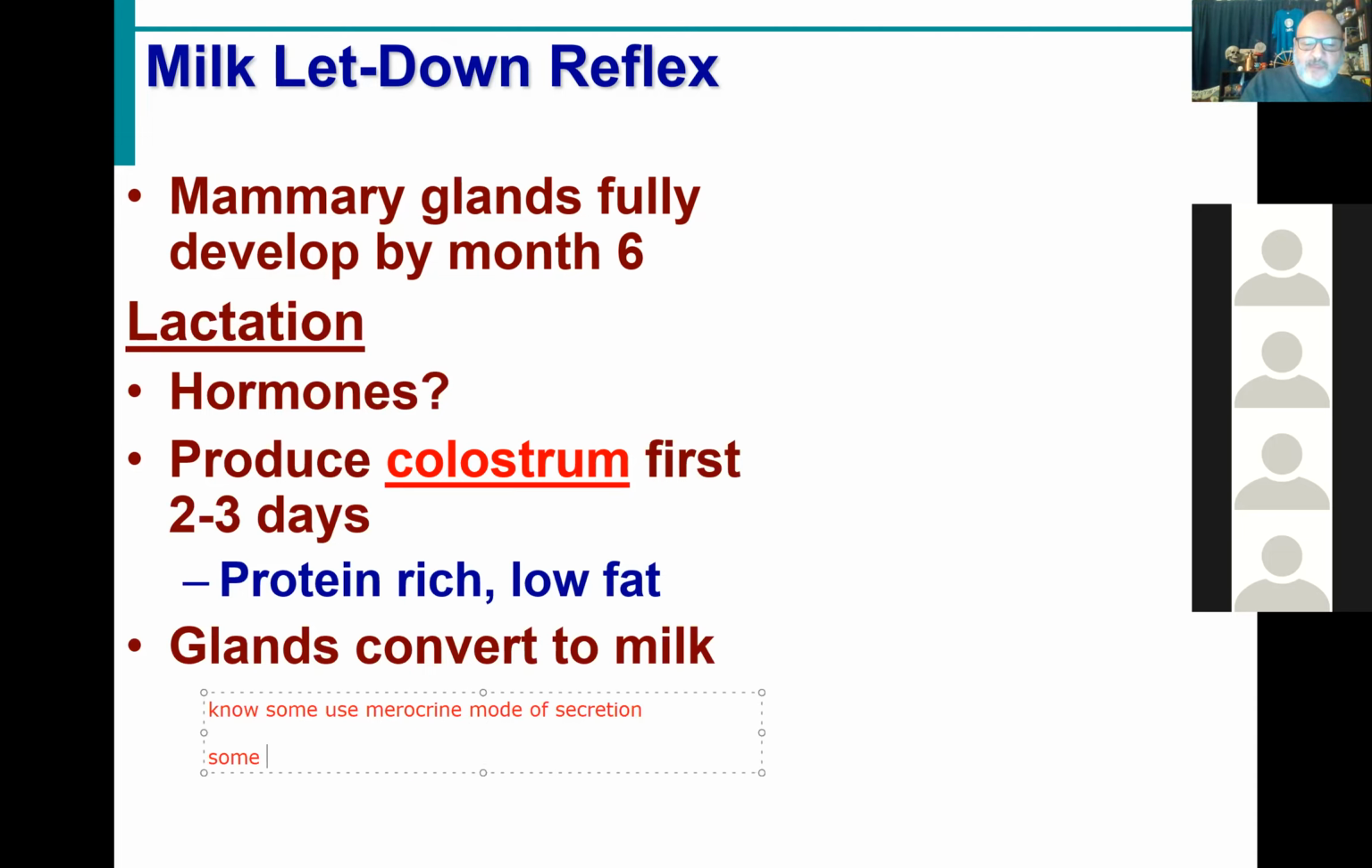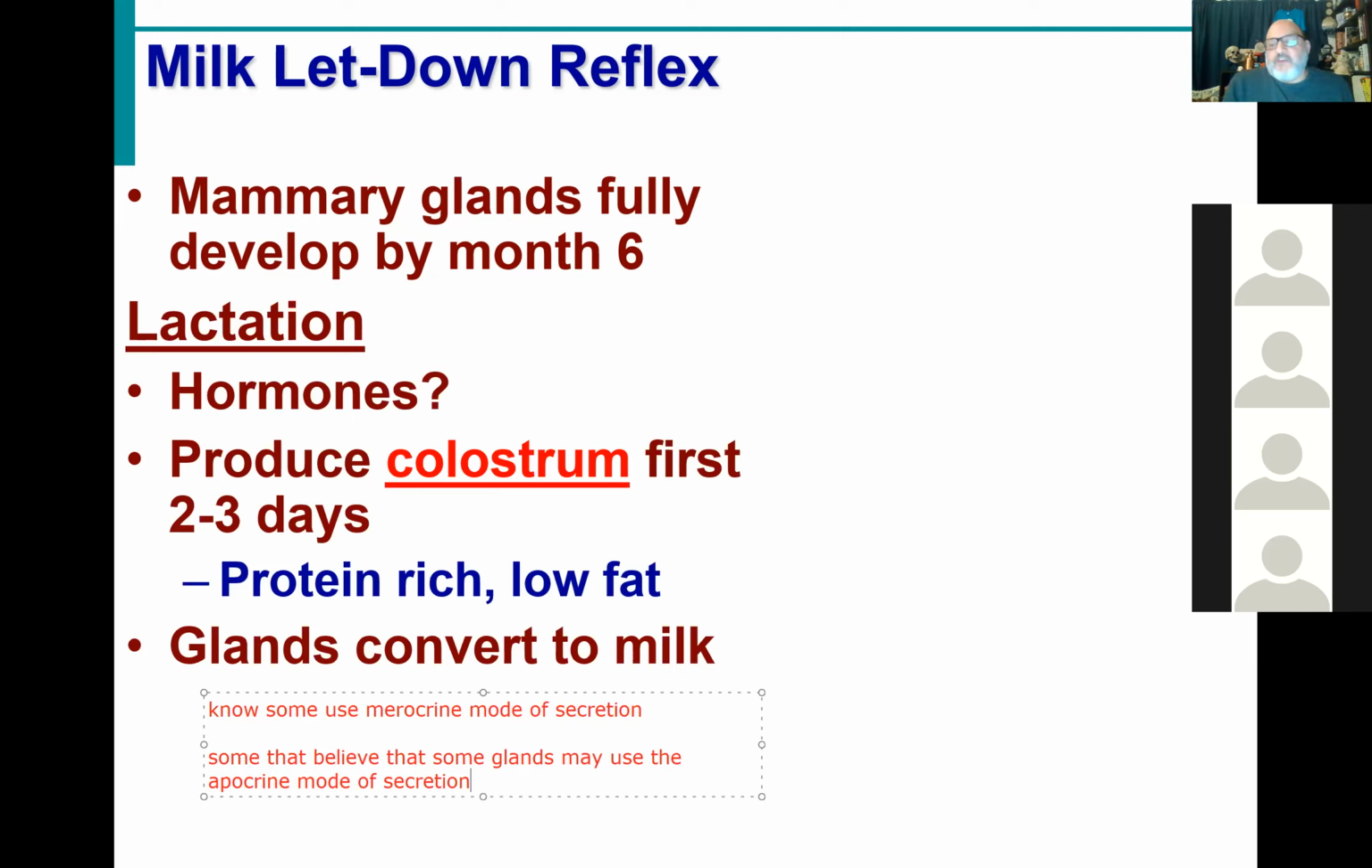However, there are some that believe that some of the glands may use the apocrine mode of secretion. Remember, apocrine is where the apical surface of the cell pinches off. This has not been confirmed, so we're not going to jump the gun on saying that it is until we know for certain. But one of the things we do know is that typically when the milk is produced, there are really two kinds of milk that are produced.